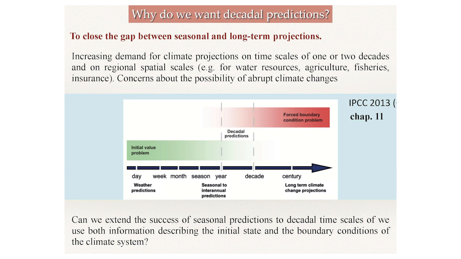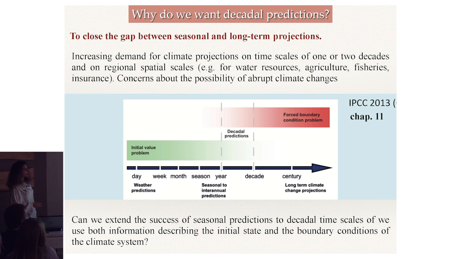And we really had a gap for these few years to a decade where we didn't have really reliable information to provide to any users, while there was an increasing demand for this projection for a number of applications that you can imagine, like water resources, agriculture, fisheries, insurance, and also because of the risk of abrupt changes happening in the next few years.